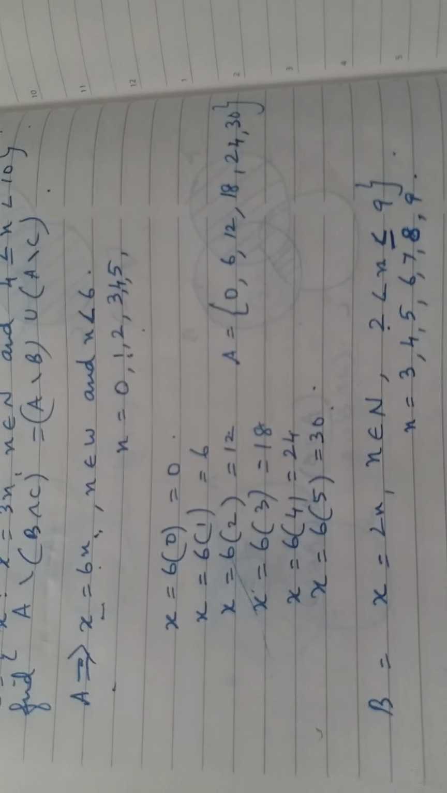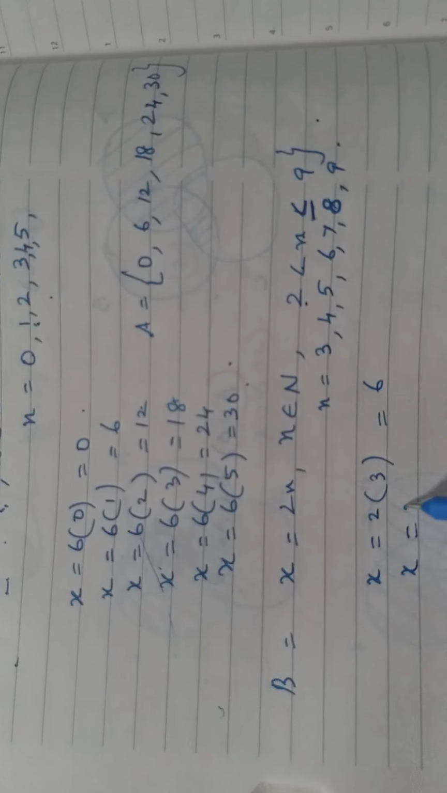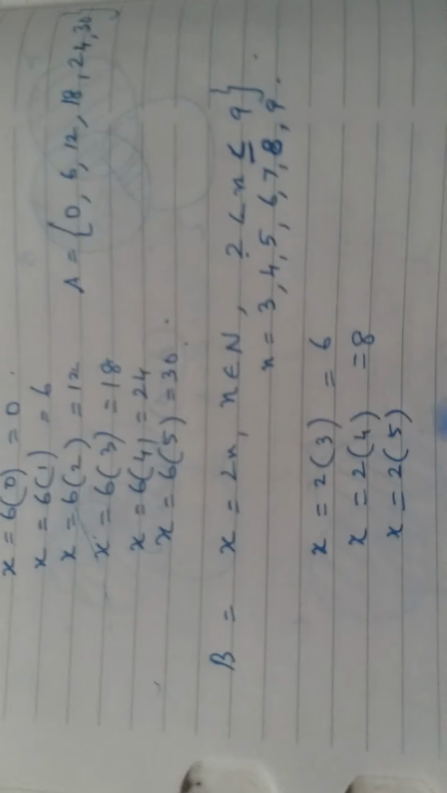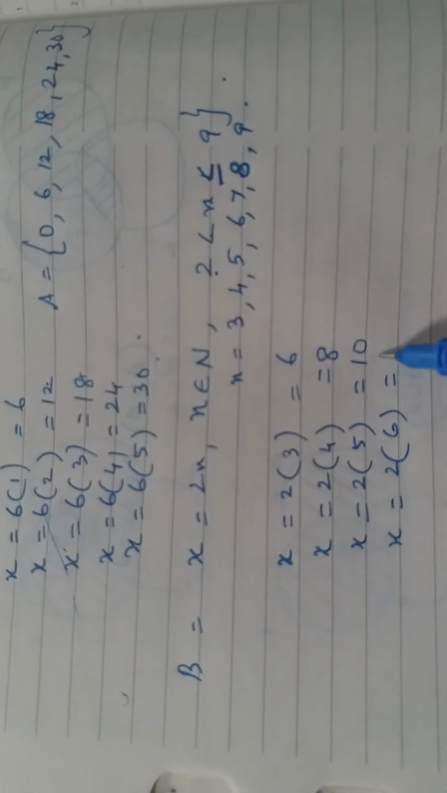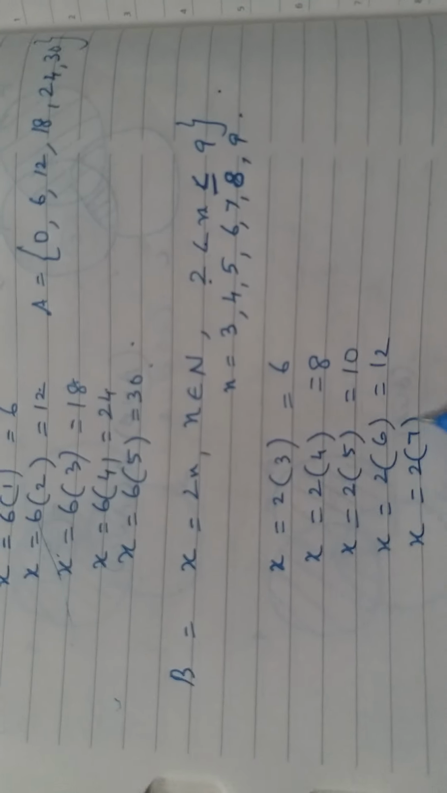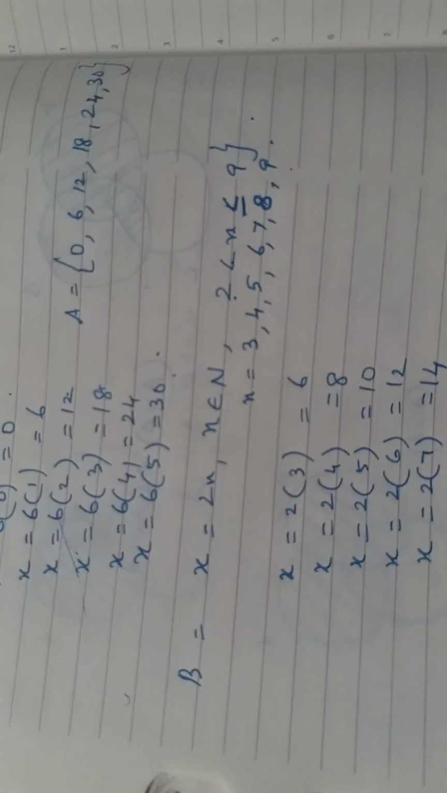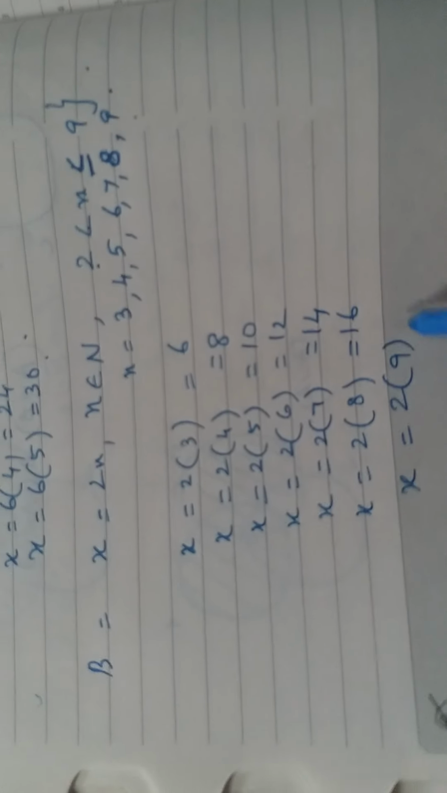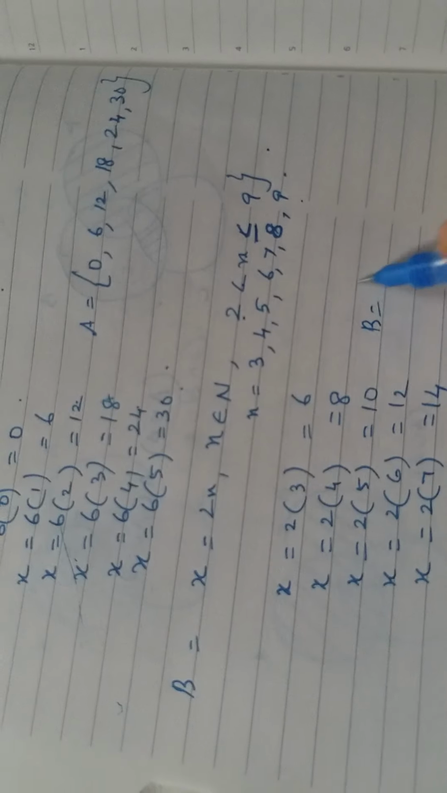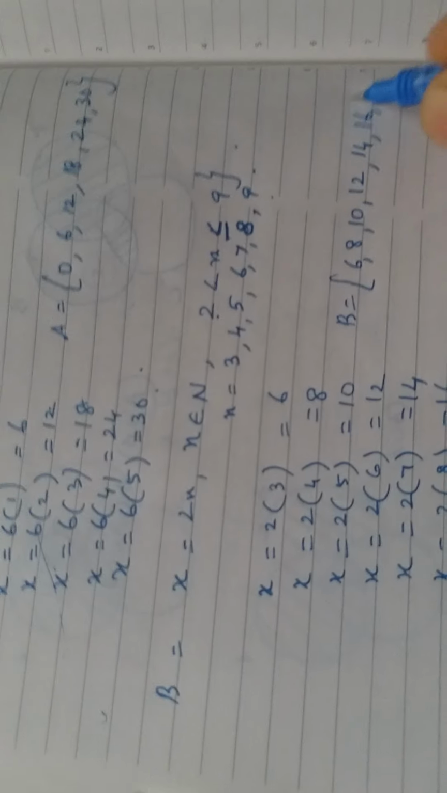Substitute here. x = 2 into 3, which is 6. x = 2 into 4 is 8. x = 2 into 5 is 10. x = 2 into 6 is 12. x = 2 into 7 is 14. Up to 9 you have to substitute, so x = 2 into 8 is 16, and x = 2 into 9 is 18. So what is your B now? B is equal to 6, 8, 10, 12, 14, 16, 18.